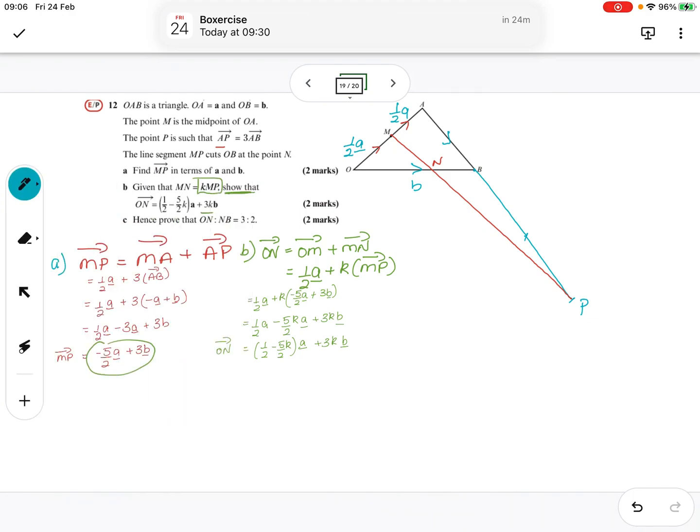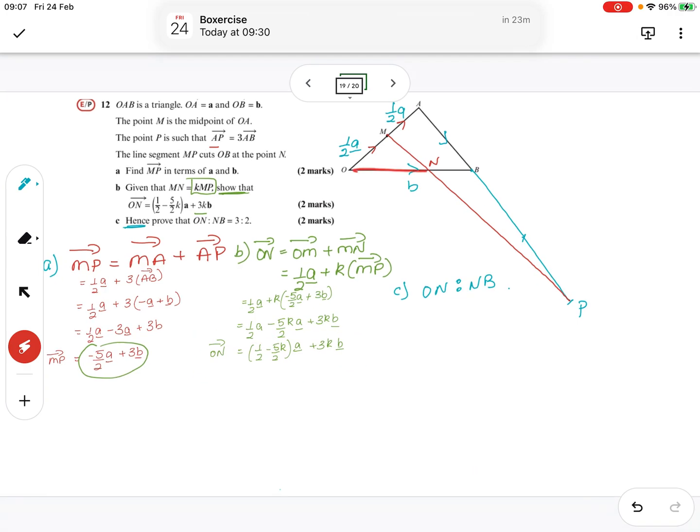Let's have a look at the next bit. Okay then, B's done. So C is, hence, always an interesting thing. Hence prove that ON to NB is 3 to 2. So ON is just along here. Now, we've got something for ON.